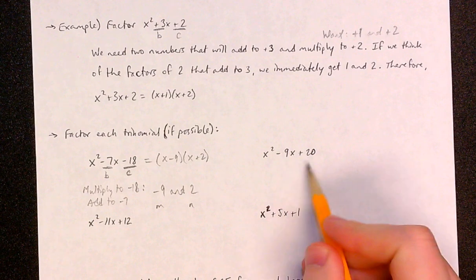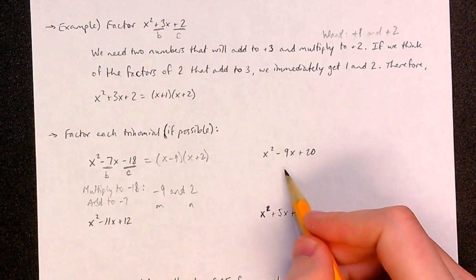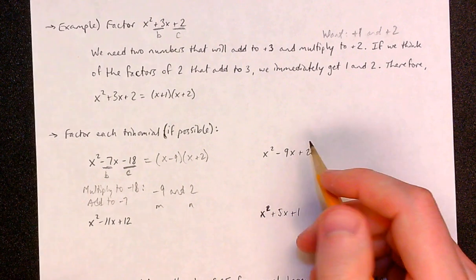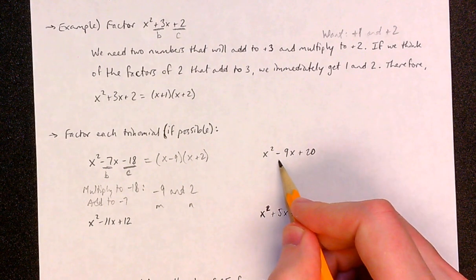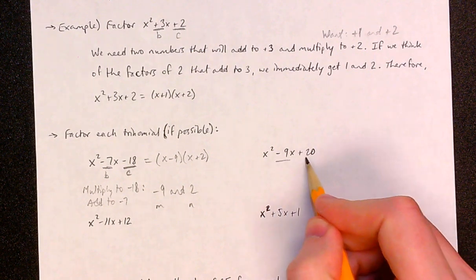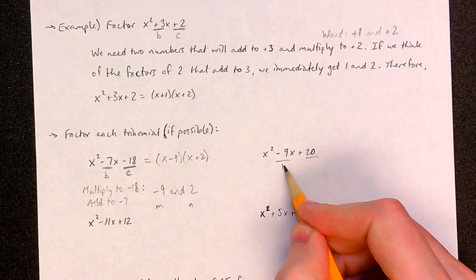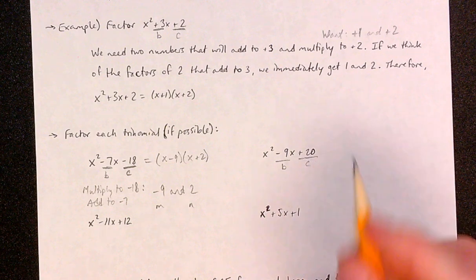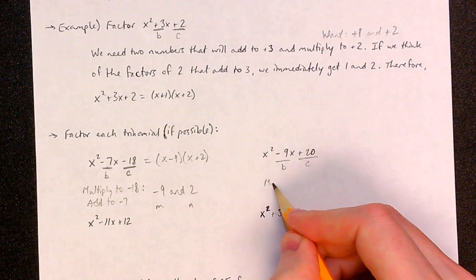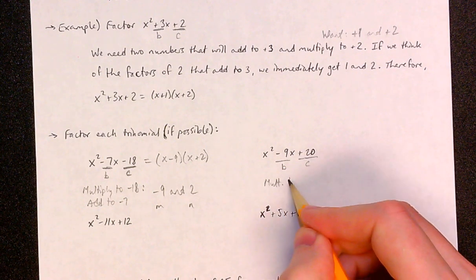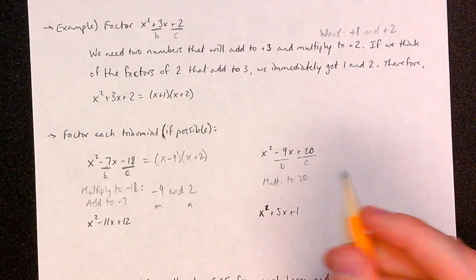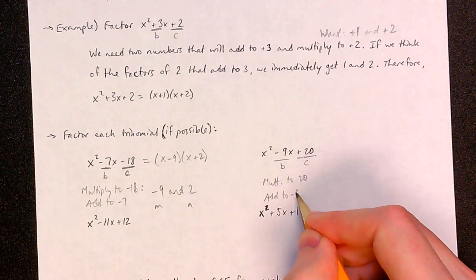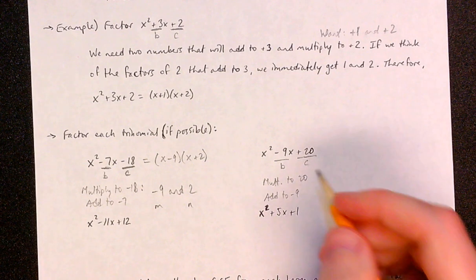Okay, let's work with this one here. x squared minus 9x plus 20. Again, identify your b and your c values. The number and sign in front of the x is your b value. The number and sign at the end is your c value. So I need two numbers that will multiply to positive 20 and add to negative 9.